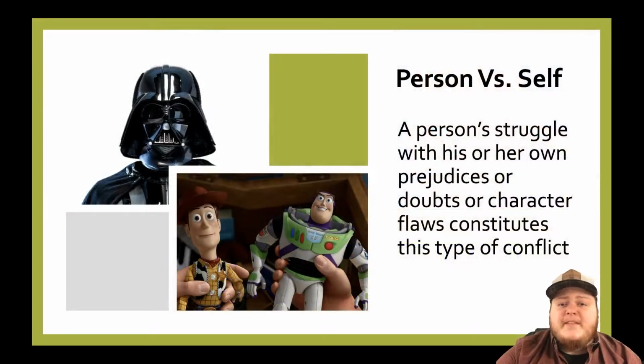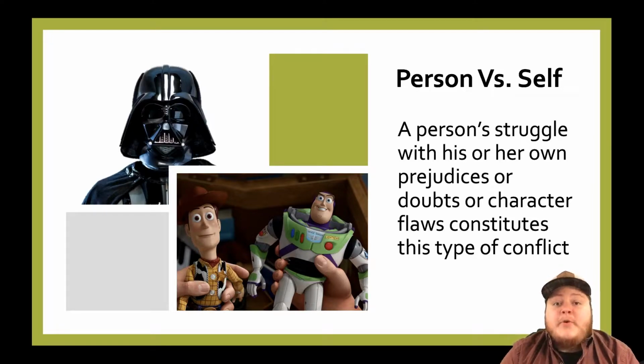Person versus self, this is internal conflict. And really, the biggest enemy is the person and their ulterior motives. So an example that I have here is looking at Darth Vader. And Darth Vader wants to save his wife, but again, he has to commit evil acts, or at least he thinks he has to commit evil acts in order to do that. And unfortunately, he is not successful.